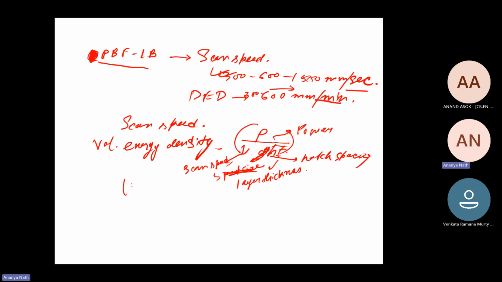There is another formula called line energy density. That is having the spot size. That is P by VD. D is the spot size.